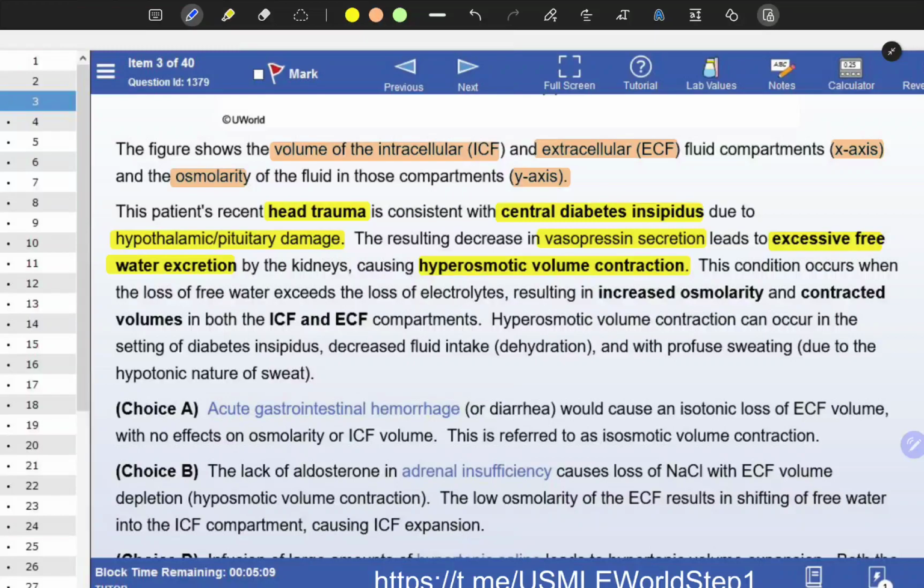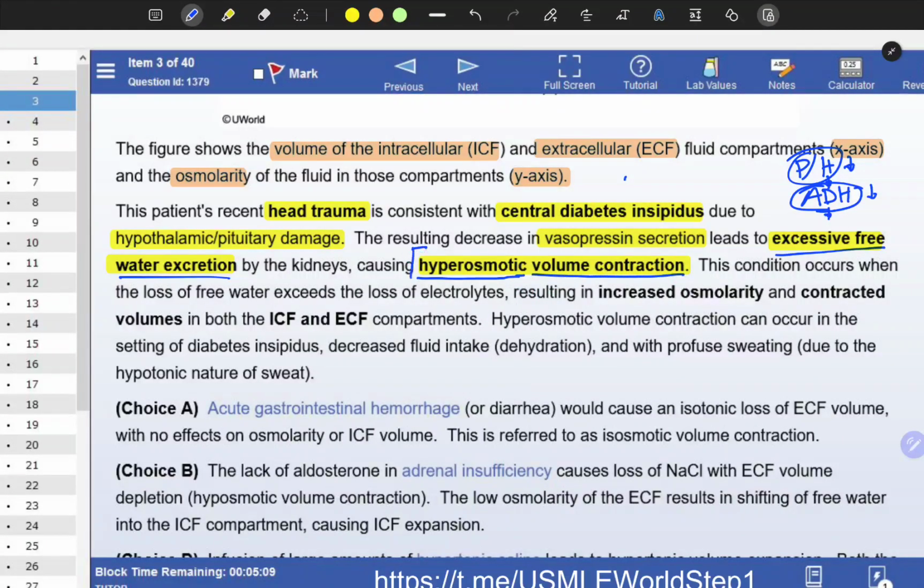We know this because the pituitary or hypothalamus stimulates ADH, and ADH regulates water excretion. In this case, as the pituitary or hypothalamus is damaged, ADH decreases, and as a result there is excessive free water excretion. As the water is excreted, the osmolarity increases. That's why it is hyperosmotic volume contraction. The volume is contracted because the water is excreted.